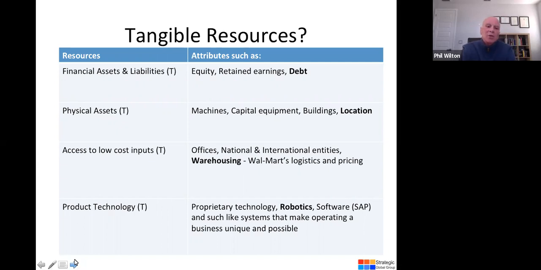Access to low-cost inputs. What does that mean? Well, I think the easiest example to give here, because these are in-depth subject matters, is Walmart. Walmart's logistics, the way it handles its logistics and strategically locates its logistics, enables its stores to be serviced on a very regular basis and to have very competitive pricing. And so they have access to low-cost inputs.